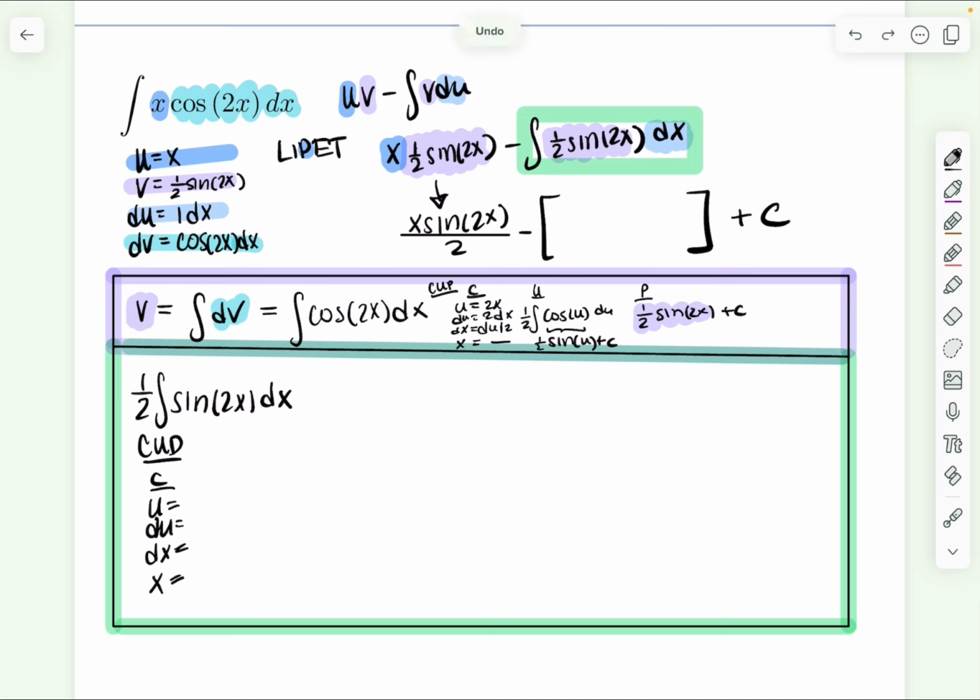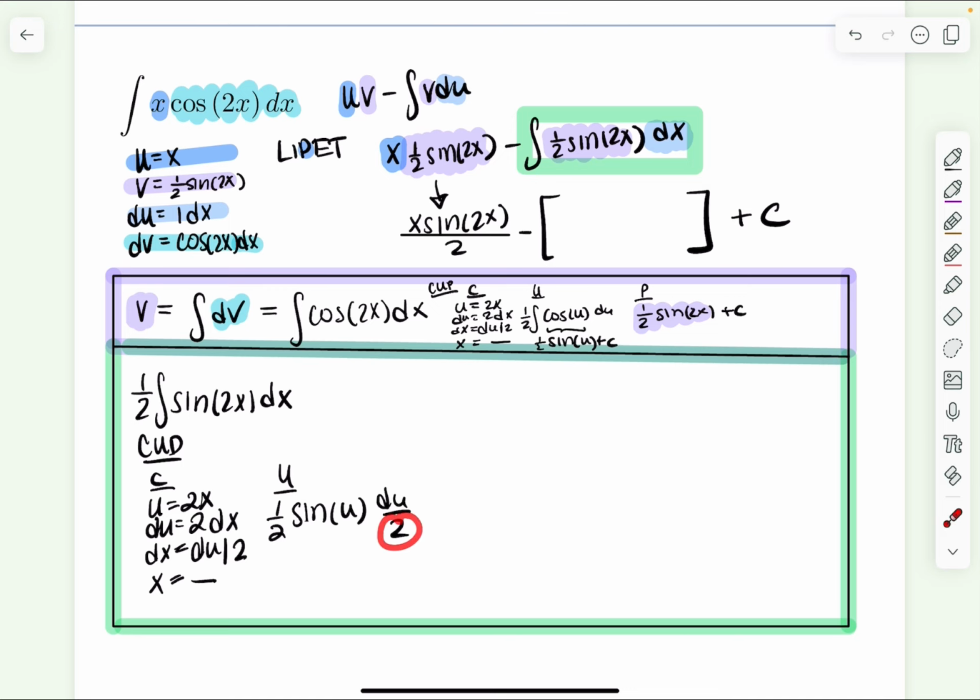So here the inside is 2x. So I'm going to make that a u. Derivative is 2 times dx. dx is du divided by whatever is next, 2 dx, so that's 2. Put everything in terms of u, so that's going to be 1/2 sine of u. dx is now du divided by 2. So now dx is also in terms of u. This is a 2, or really a 1/2. Pull that outside because it's a constant, so that's going to be 1/4.